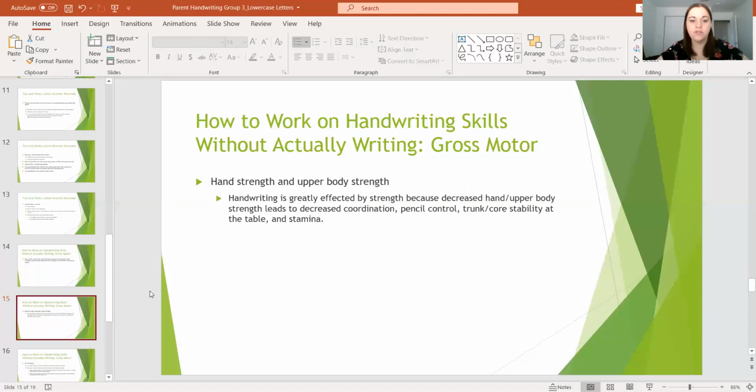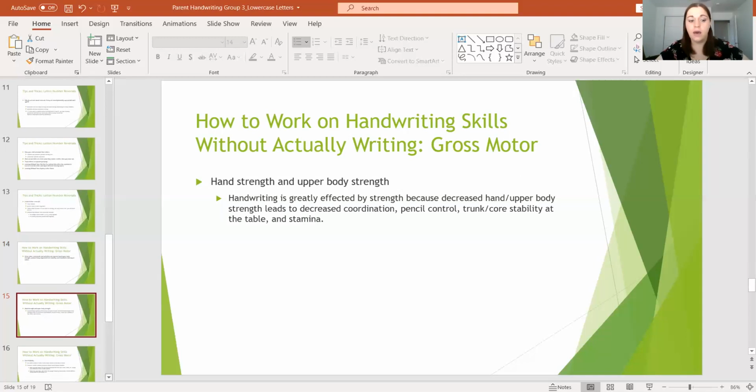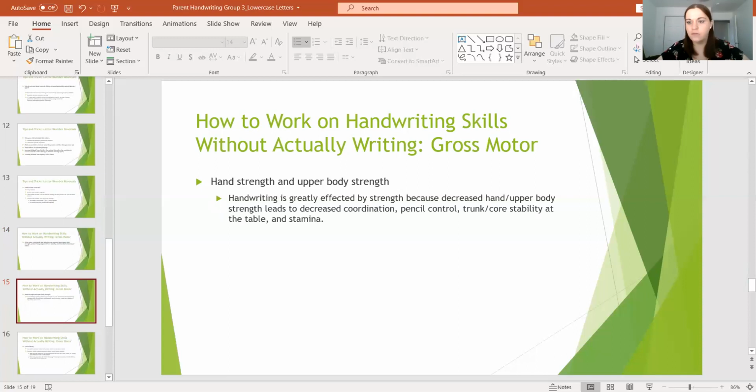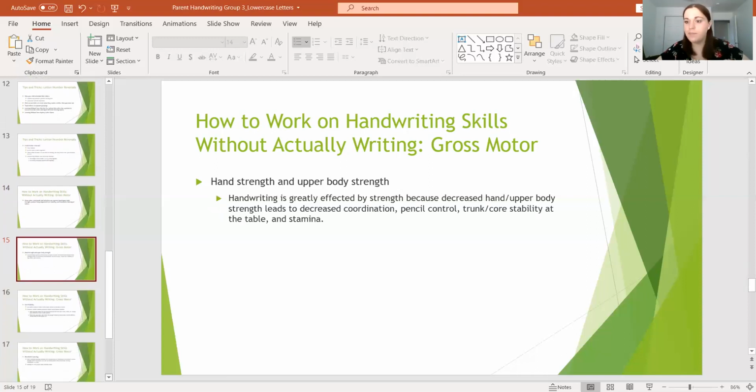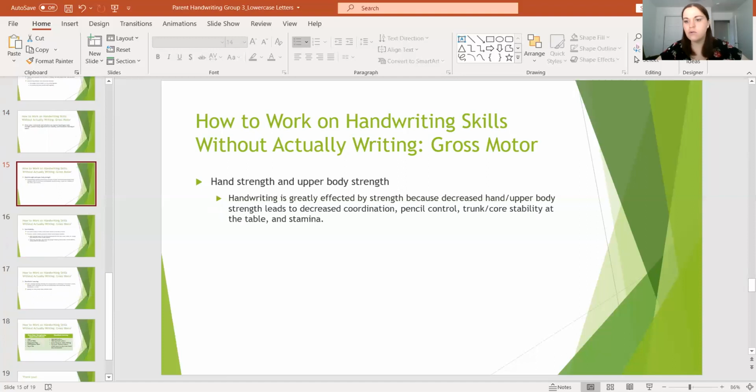So, hand strength and upper body strength. Handwriting is greatly affected by strength, because decreased hand strength and decreased upper body strength lead to decreased coordination, pencil control, trunk and core stability at the table, and ultimately stamina. These are our kids that have to shake out their hands after writing for a little while, or get up and run from the table, and you're like, what's going on? You were just doing so great. It's not that they couldn't go on further, and it's not an attention thing. It's just their hands are tired and it's hurting them, and we need to build up that stamina and hand strength so that they can do everything they need to do in school for writing.